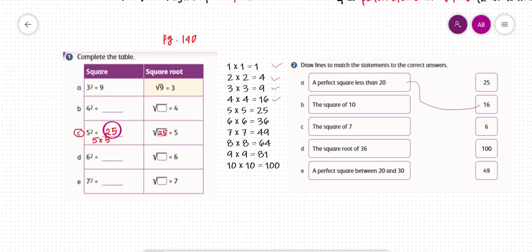Now you can find the square root of 10. I will not give you the answer. You have to find by yourself the square root of 7, the square root of 36, and the perfect square between 20 and 30. Okay, kids?